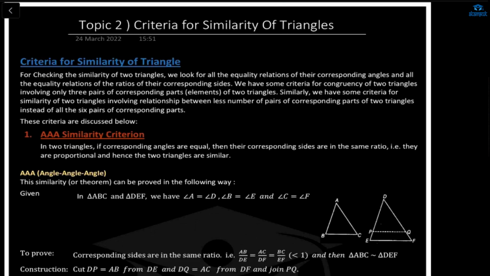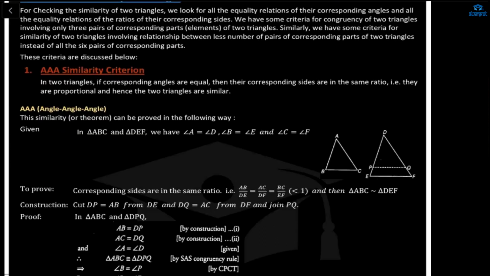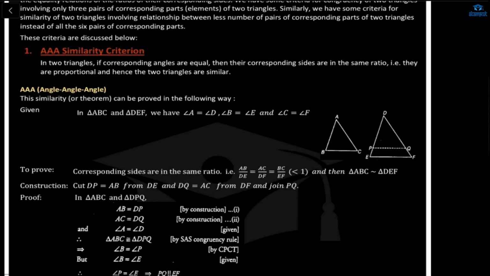So either we can have the AAA similarity criterion, meaning the angle similarity criterion, or the side similarity criterion, or you can have SAS, 2 sides and 1 angle similarity criterion. Now what are these similarity criteria and how are we going to use them? Let's see. First one is the AAA similarity criterion.